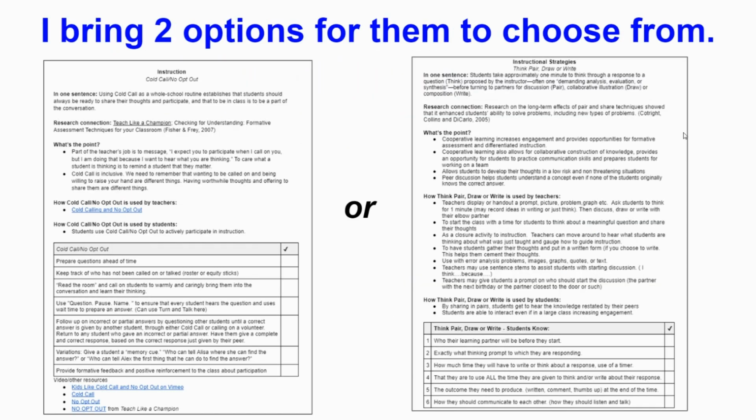So in this example, on the left, I have a little screenshot of a cold call, no opt-out method. And then on the right, I have think pair or think draw or think write. So variations on a think pair share. All right. And so I'm going to bring just those two options. So there's some voice and choice in the person who I'm coaching, but it still matches the instructional model. It still matches what we want to see in our grade level or our department or our school.